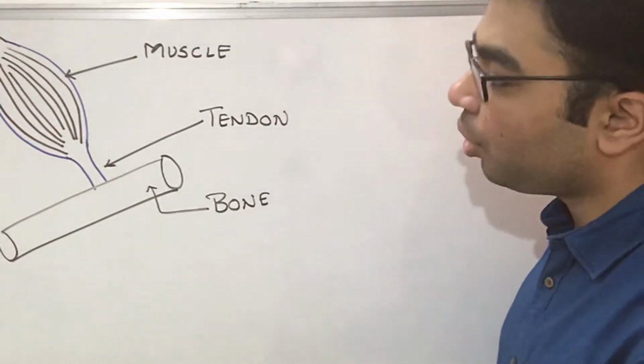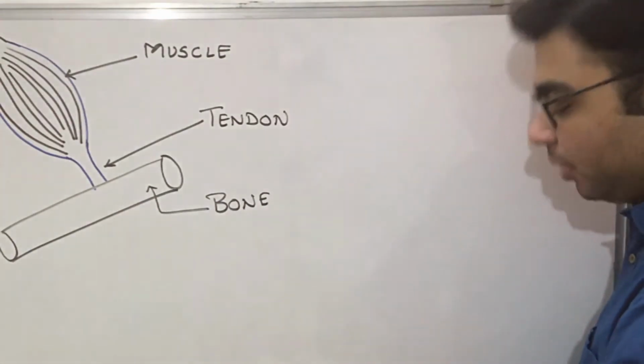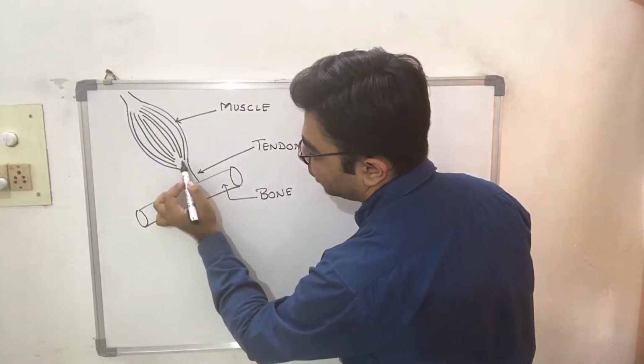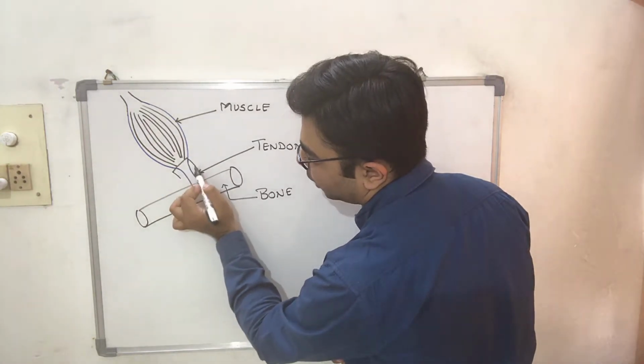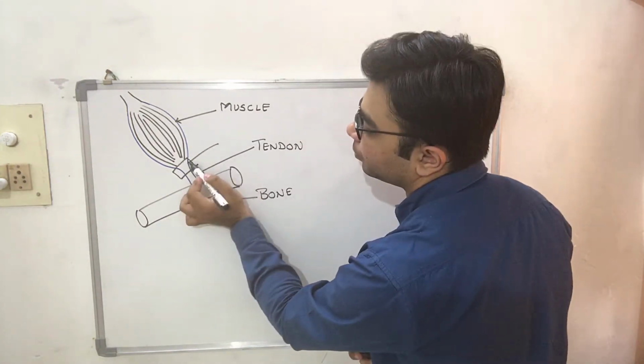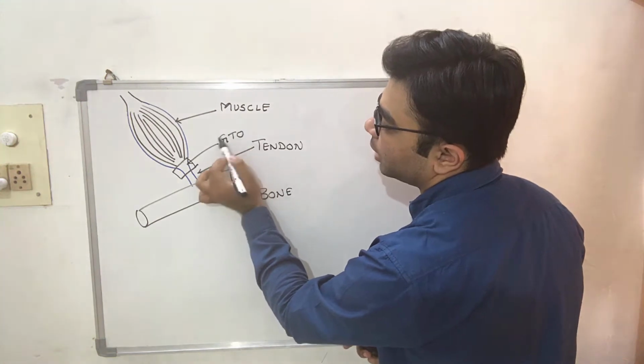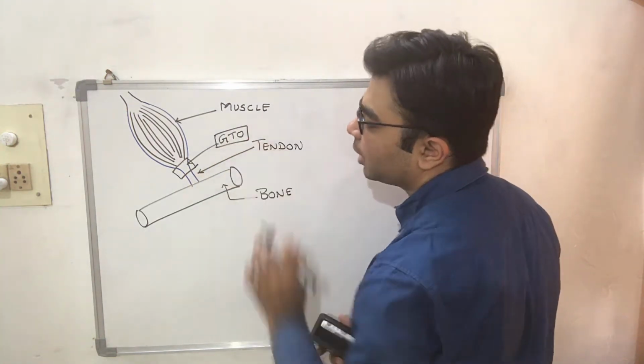So the location of the Golgi tendon organ is in between the muscle fiber and the tendon. This is the area where the Golgi tendon organ is situated. In short, I write it as GTO.